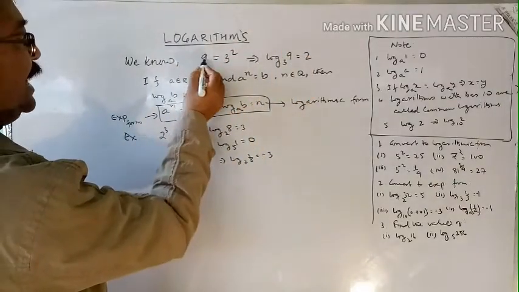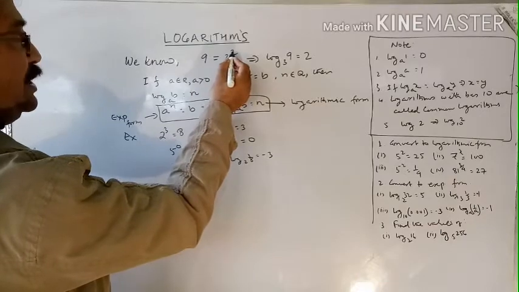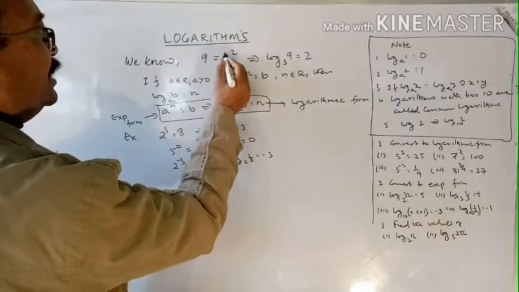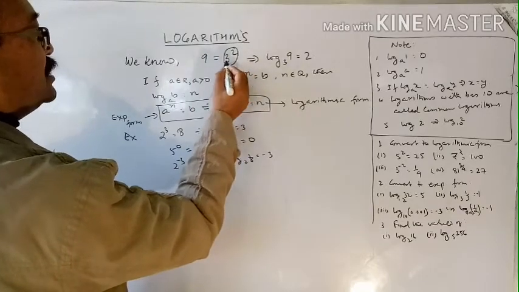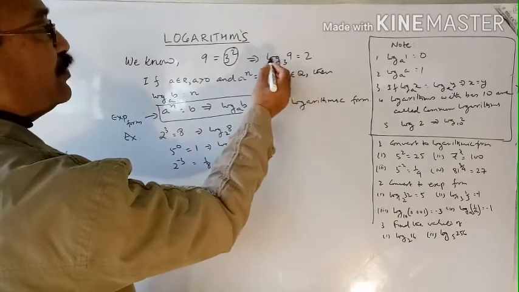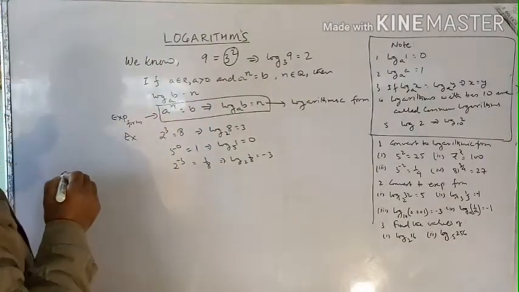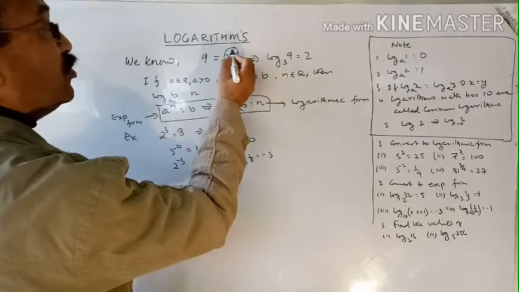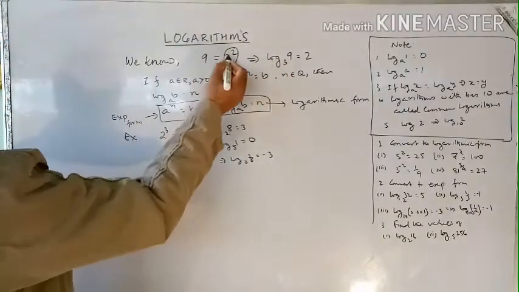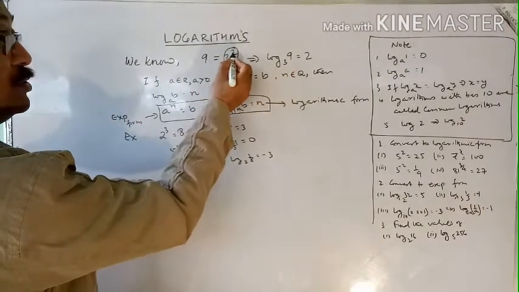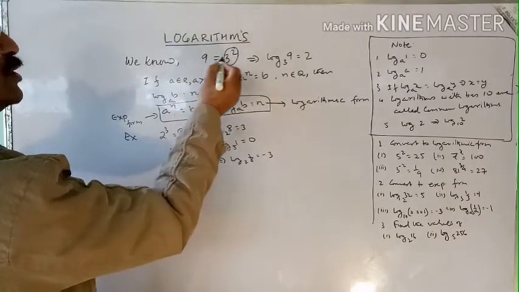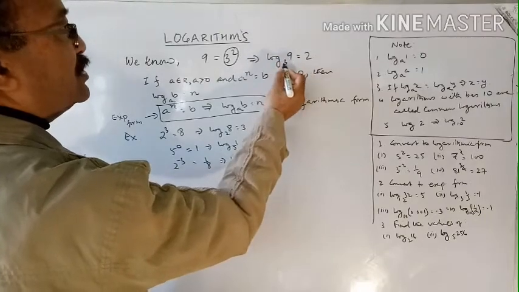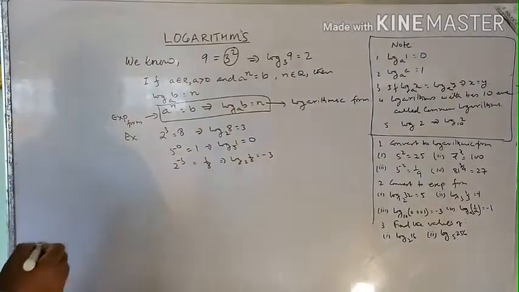So log of this 9 is actually the exponent of this base 3. Now the base of the exponential, the base 3, and the base of the logarithm are the same. And the logarithm of the number is the exponent of this base. So the exponent of this base is 2. So logarithm of 9 to the base 3 is 2. So you write this as log of 9 to the base 3 is equal to 2.